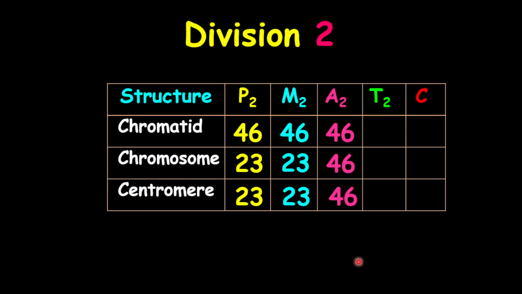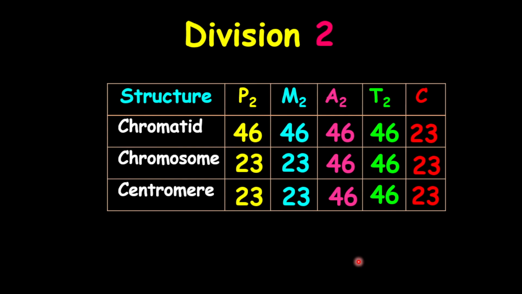The telophase numbers remain the same as the anaphase. The only thing happening in telophase is that the cleavage furrow will form, and also the nuclear membrane will form around each cluster of chromosomes. The cytokinesis again is responsible for cutting the number of structures in half that were present in the telophase. Therefore, we end up with 23 chromatids, 23 chromosomes and 23 centromeres.